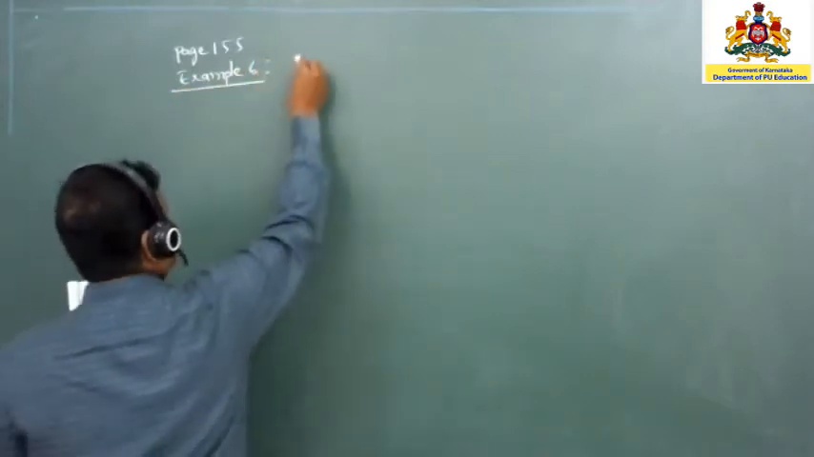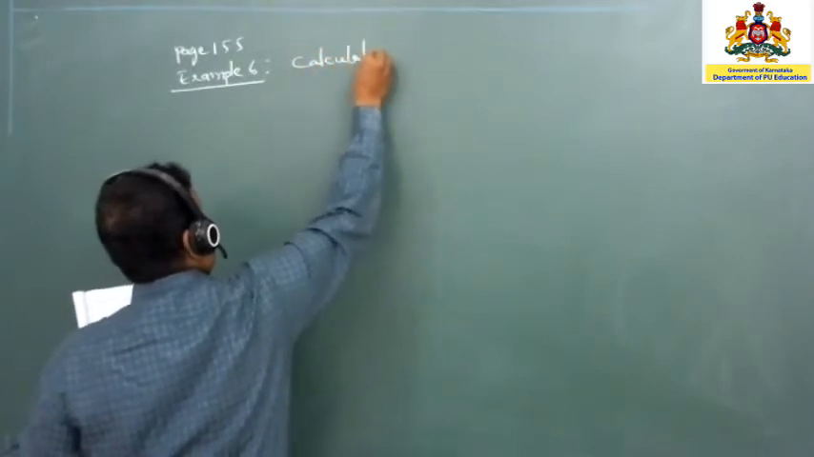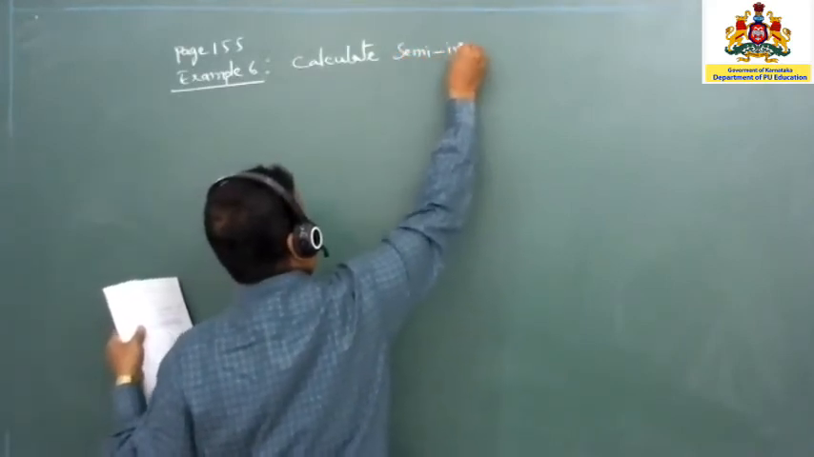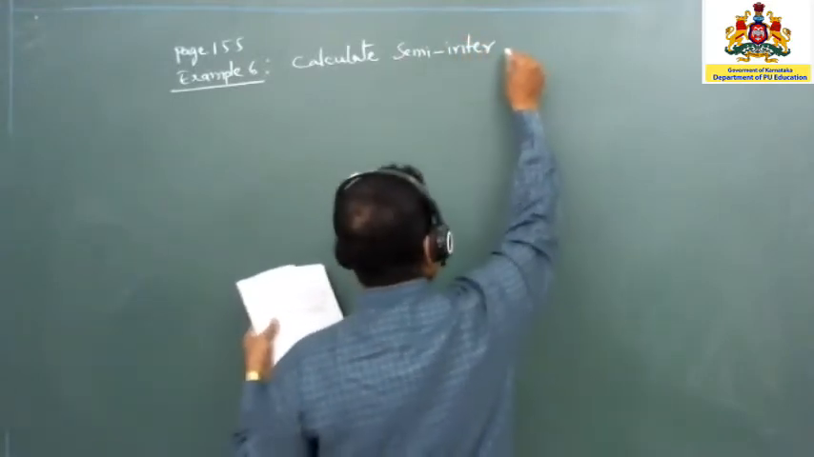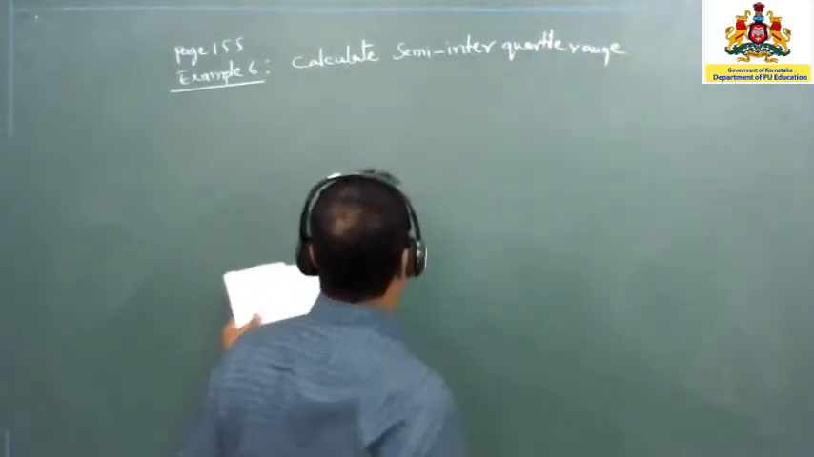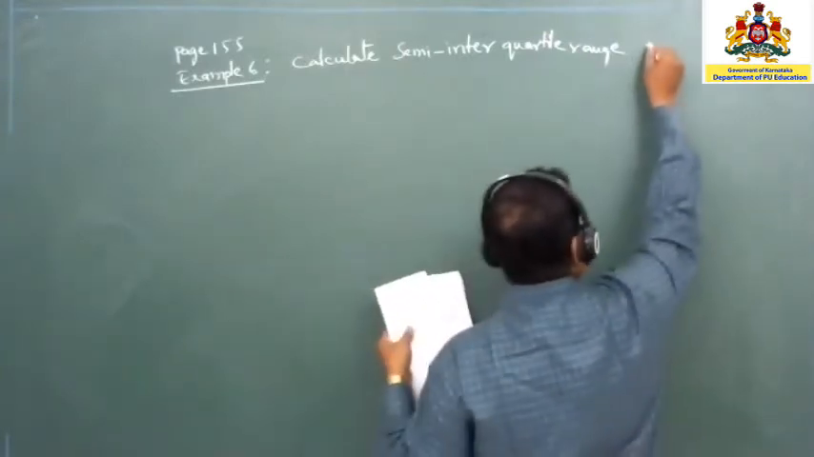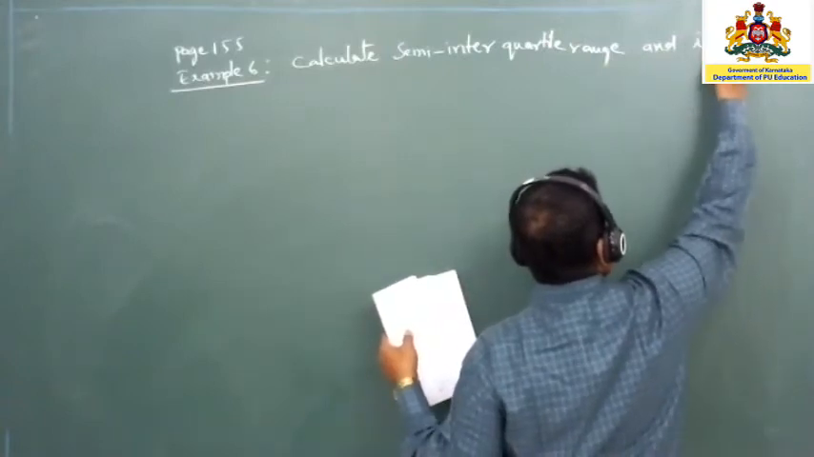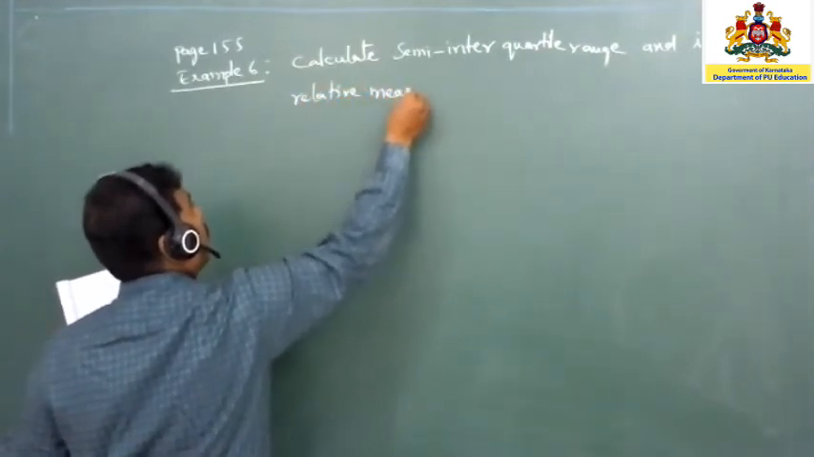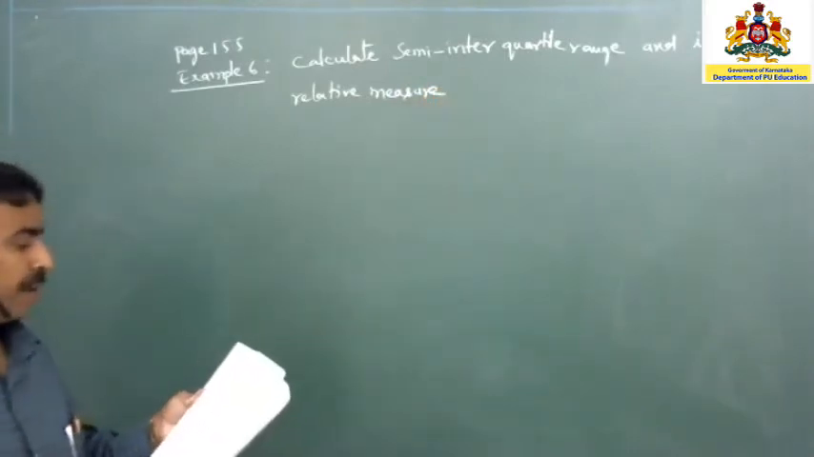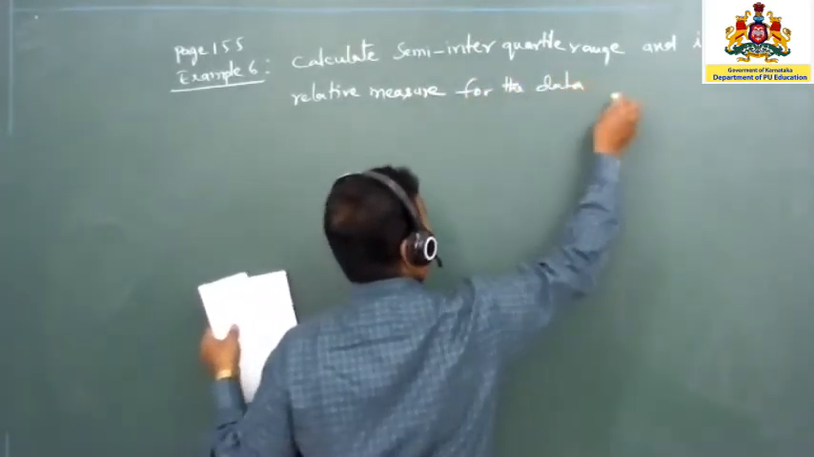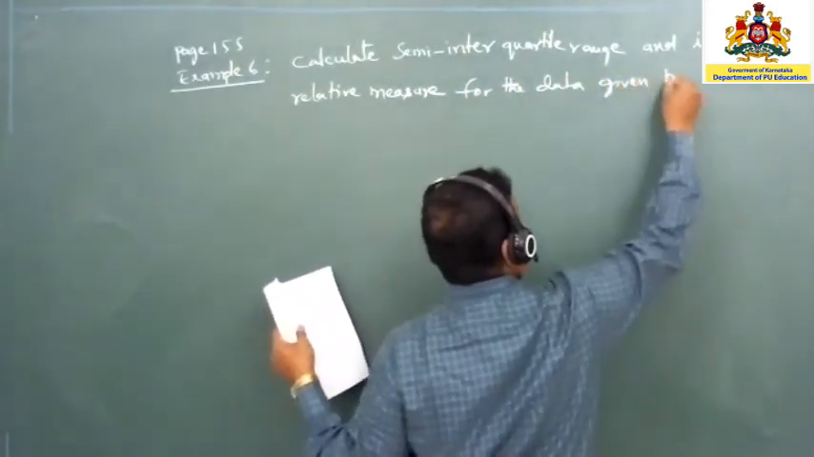Example 6. Question is: calculate semi-interquartile range and its relative measure for the data given below.